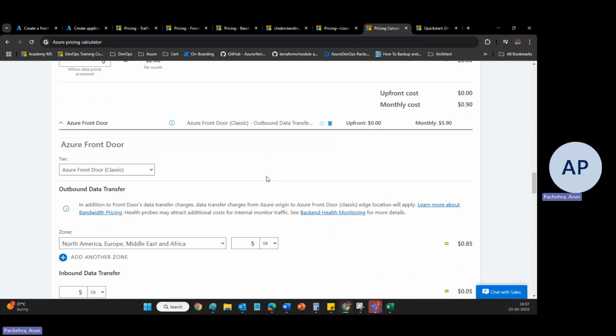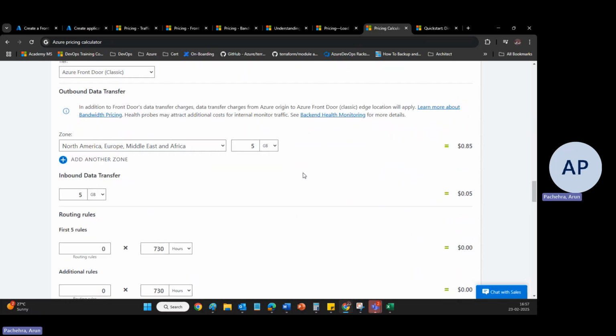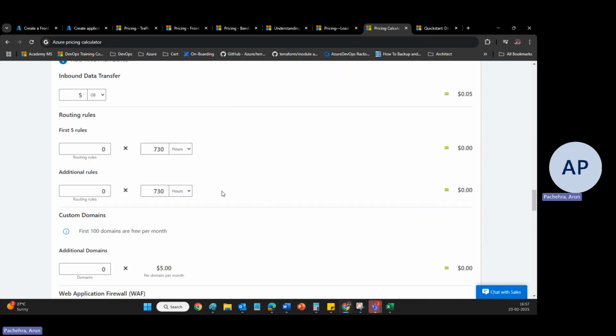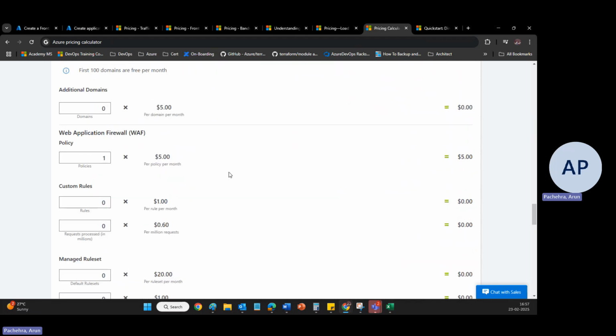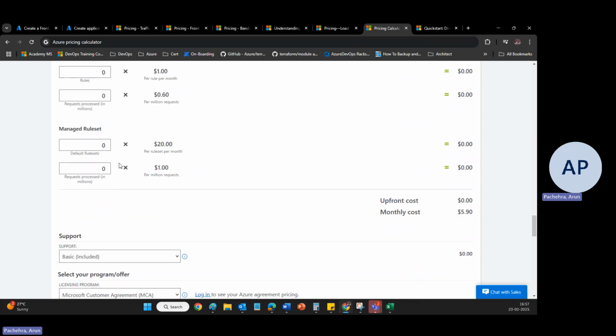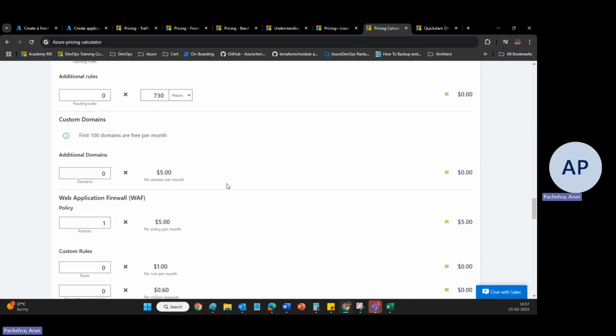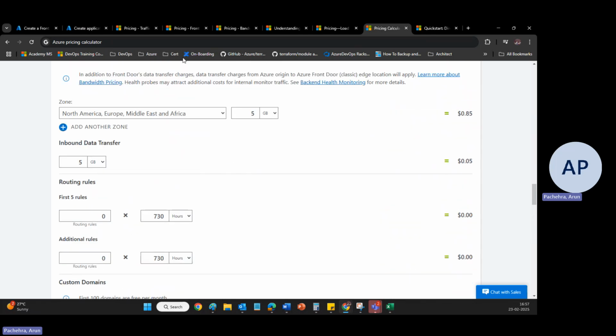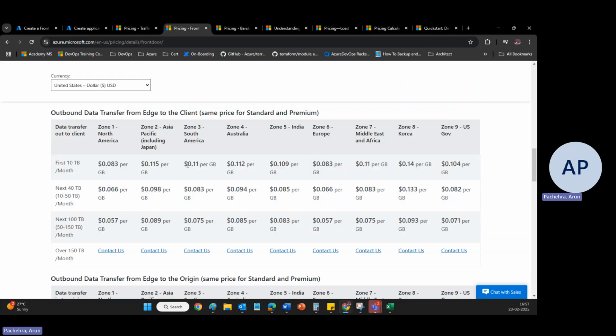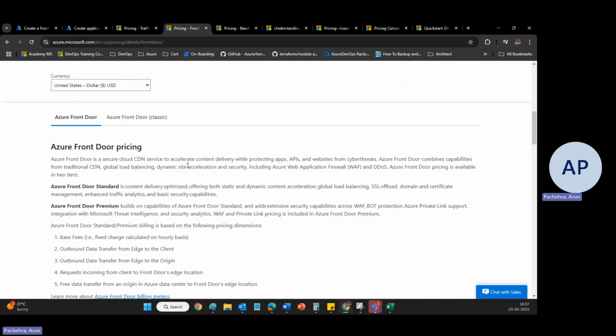Now we talk about Azure Front Door. It has the first 5 rules, additional rules, custom domain, additional domain, WAF, custom rules, managed rule set. Everything is charged. All right, so let's go through and have a read about the pricing. Front Door pricing. So Azure Front Door has 2 SKUs, Standard and Premium. So pricing depends on the SKUs.